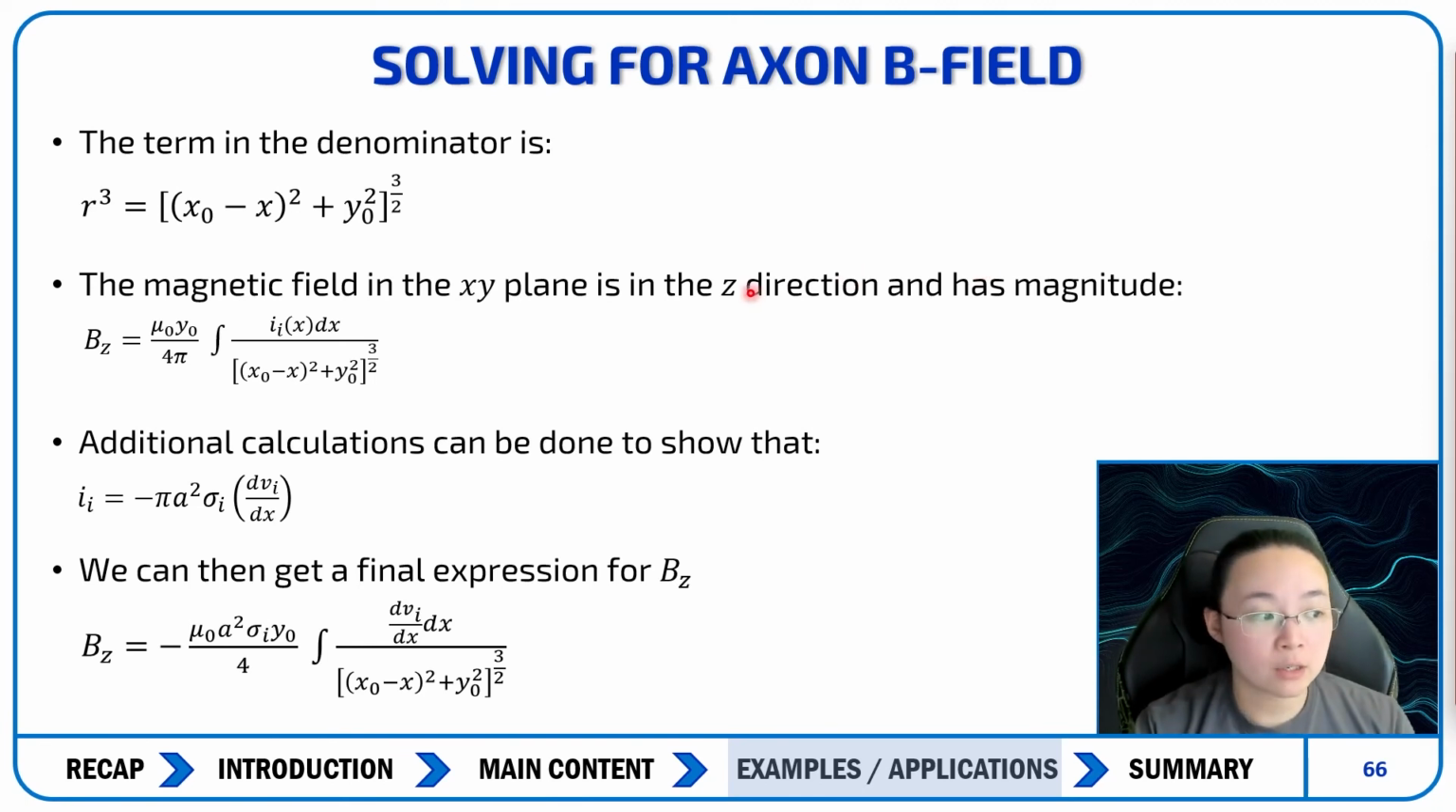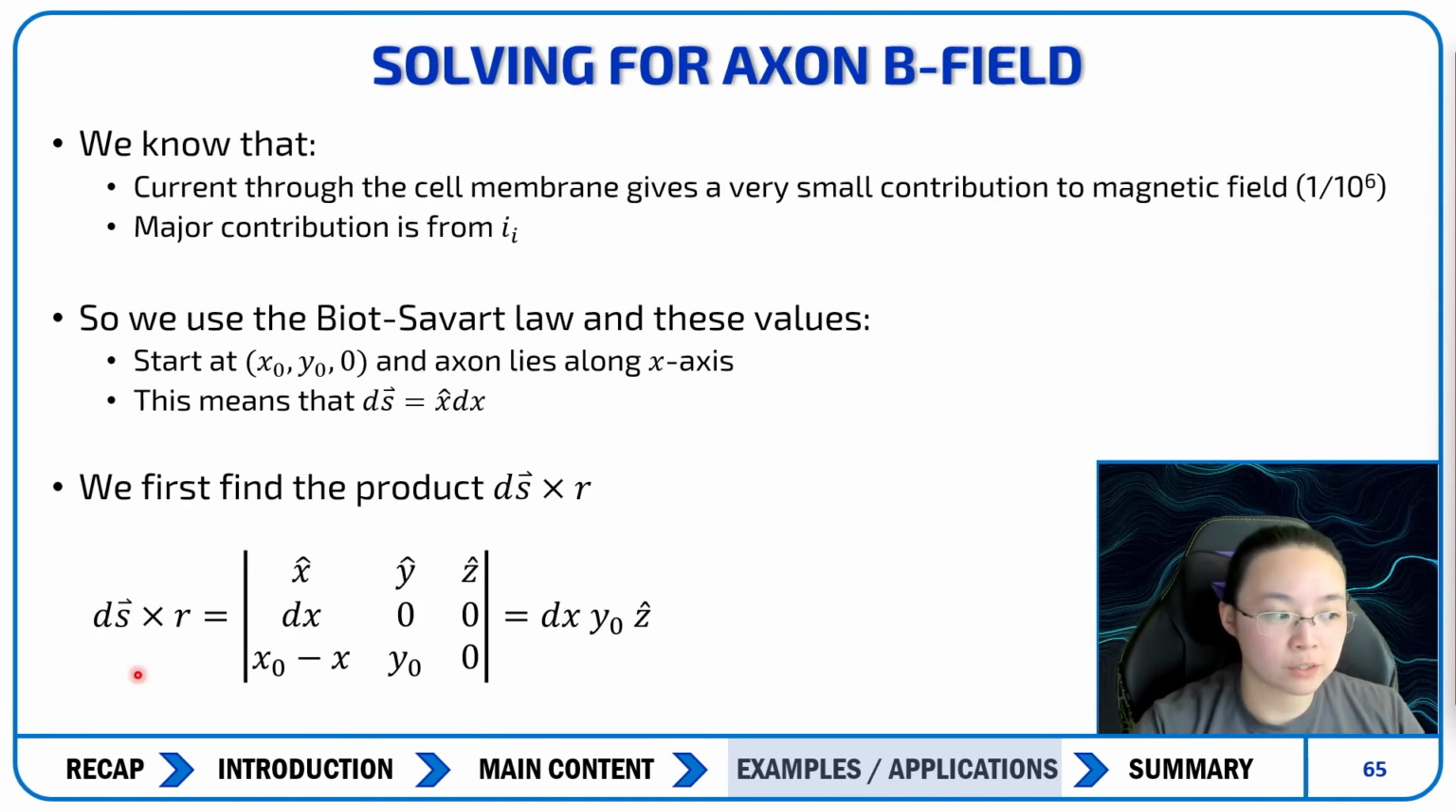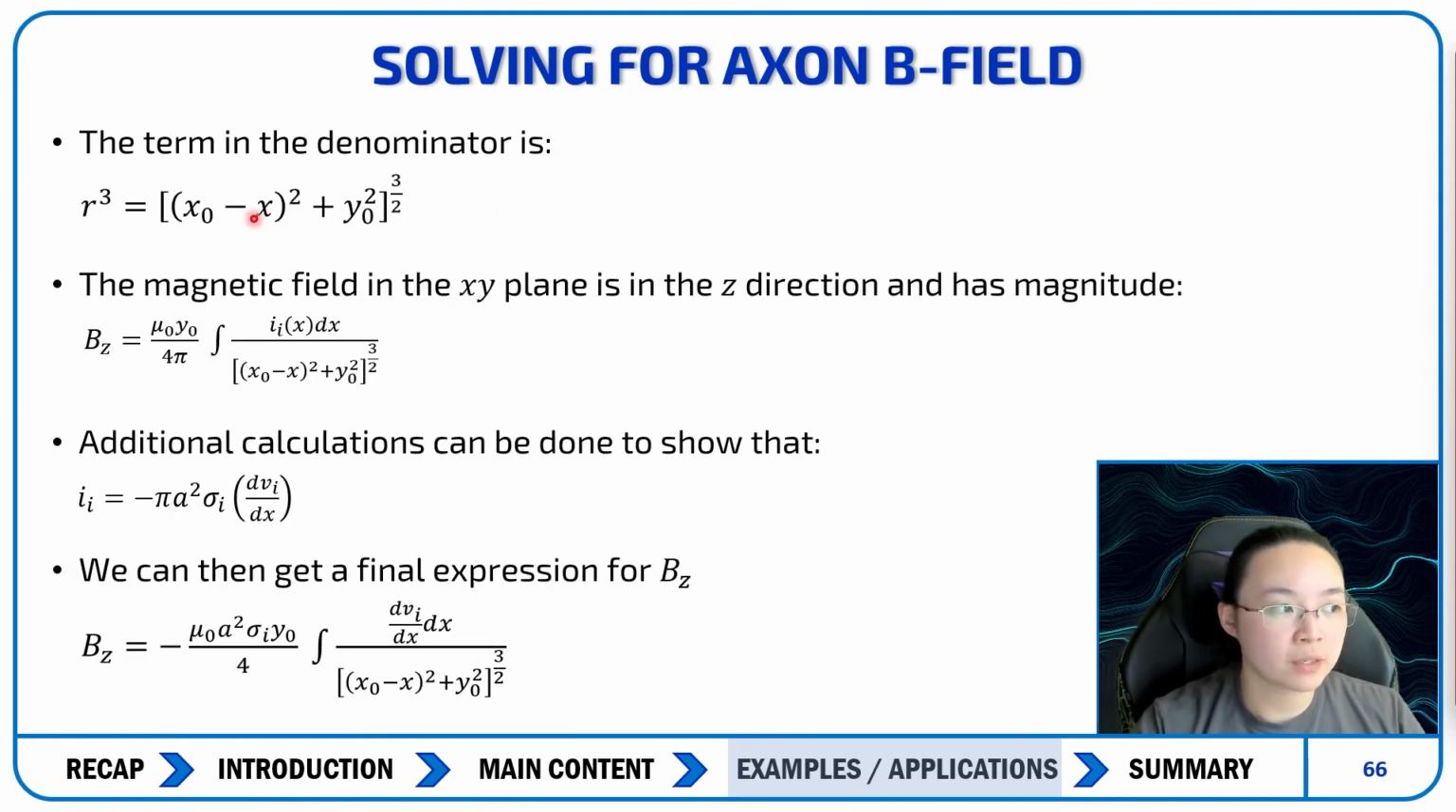But here, I really just want to show all of the derived portions for each of the required steps through the Biot-Savart Law, so that you can see how we can create a model and apply the Biot-Savart Law to get an expression for a magnetic field surrounding an axon. So basically, we're trying to find each of the individual components of the Biot-Savart Law. The first one was the cross product, which is determined to be dx y naught z. The next part is to find the denominator, the r value, which is this.